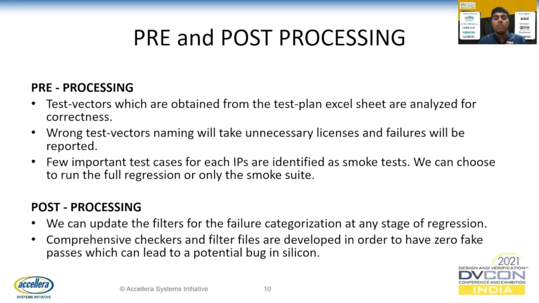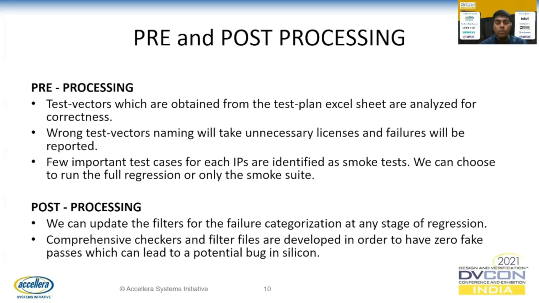In pre-processing, even before the start of regression, the test vectors are gathered from the test plan and analyzed for correctness. The wrong test vectors simply go through, acquire licenses, and end up failing. This way, human-made errors can be analyzed even before the start of regression. So with this, with very few iterations, we can attain a 100% pass rate.